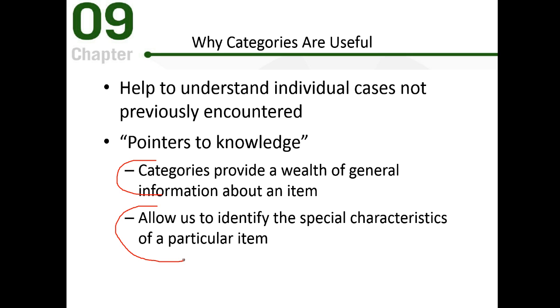We know that some of those characteristics of a cat, such as that the cat meows, allow us to distinguish them from similar items that are not in that category. For example, we would not put a dog in the category of a cat because a dog barks and doesn't meow.